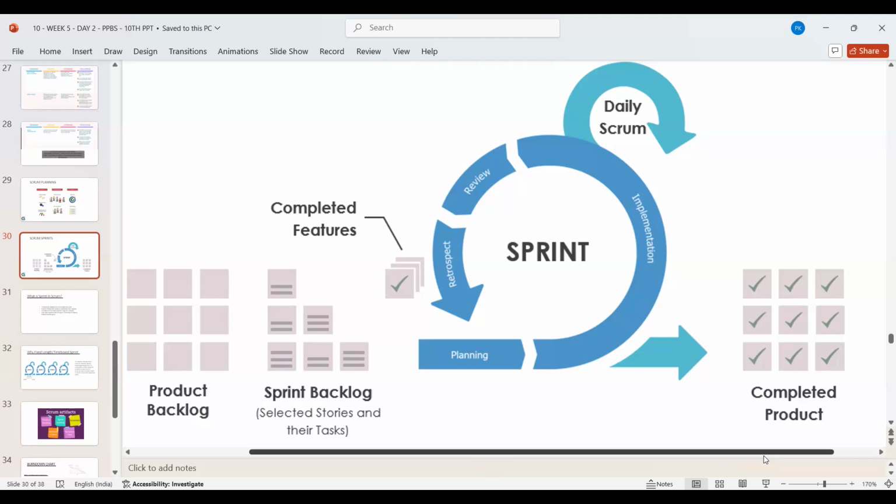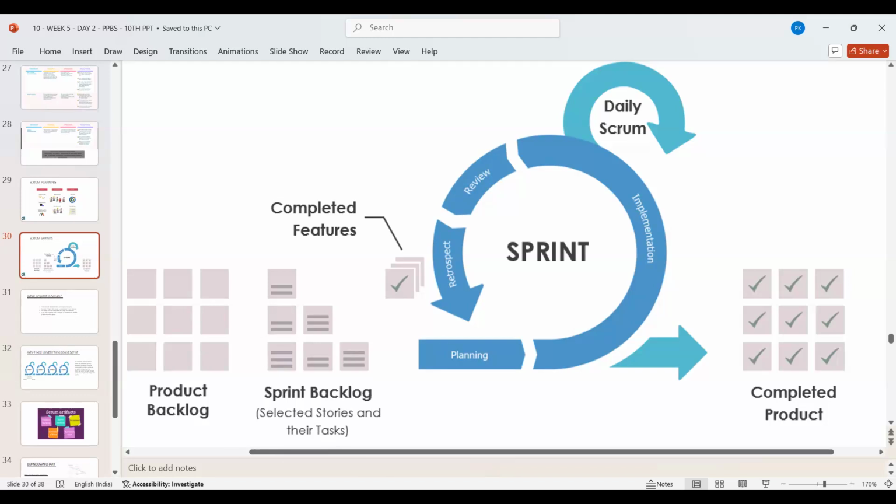On the left hand side, we have the entire product backlog. It is shown in the big boxes here. These are the requirements that we need to work on for the entire period of the project, till we are working on the project. It is live. Second, from this we take out some of the requirements from the product backlog. See, it's mentioned very clearly: selected stories and their tasks. So we take out some stories and related requirements which we will be working on.